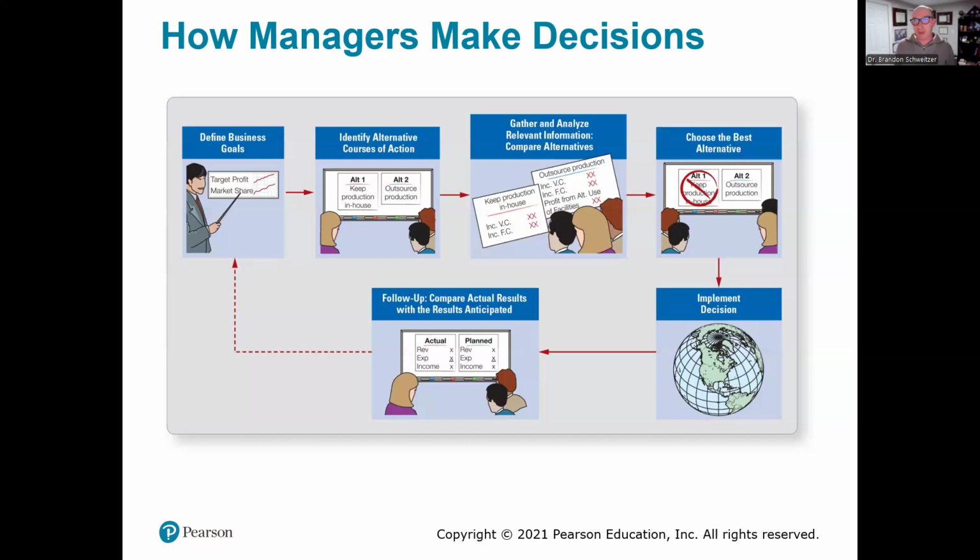Then I will select the best alternative possible, whichever one typically is going to cost us the least and generate the highest possible revenue is typically the best alternative. We'll then implement that decision and we'll see how it does. And then we'll follow up by comparing the actual results with what was anticipated, right? Or actual versus budget, right? Actual versus planned. And then we'll go through and reevaluate and we'll make similar decisions using the same model.